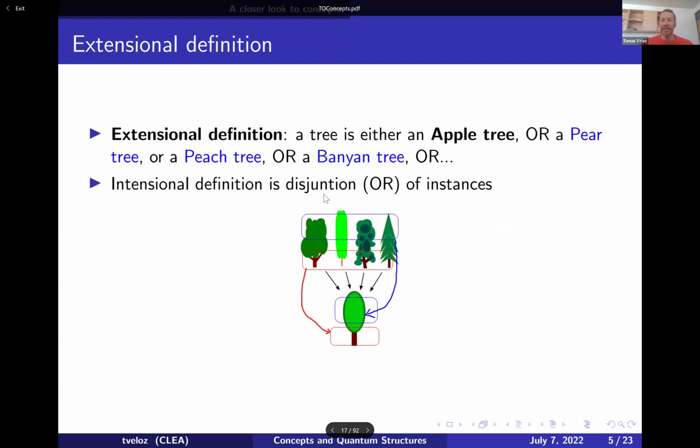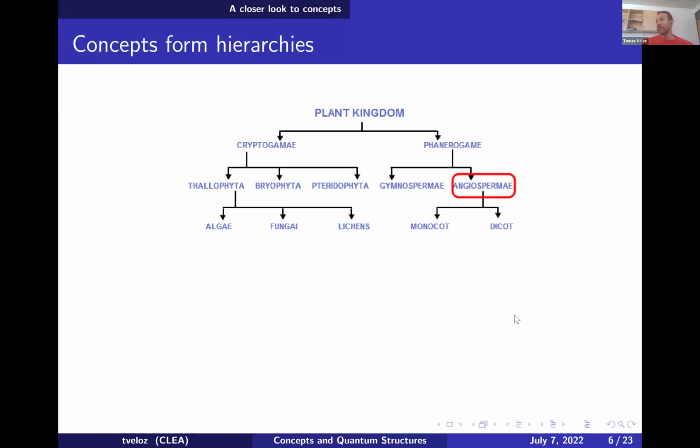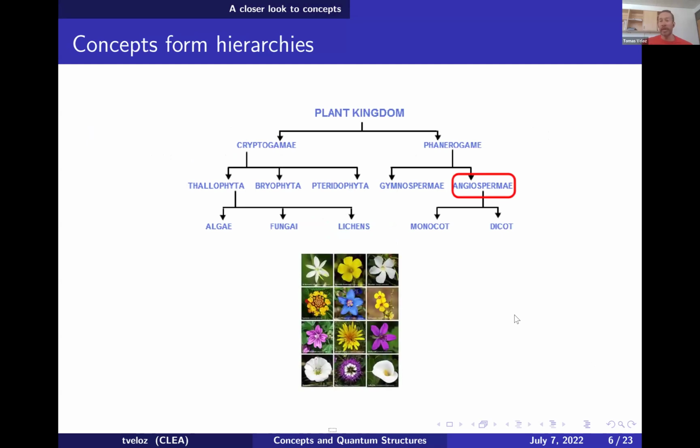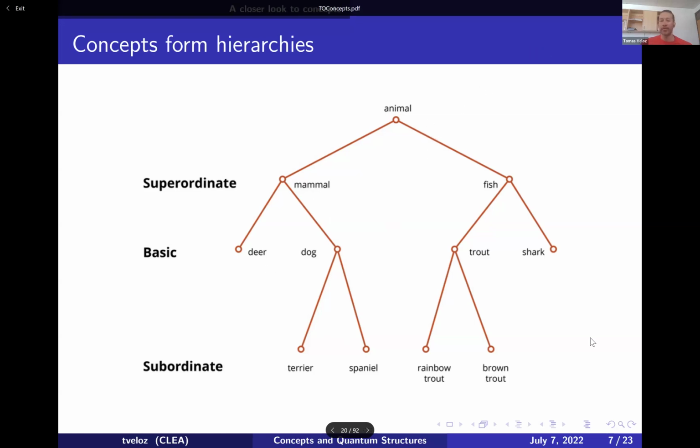Here the thing is drawn mistakenly, so we should have the squares surrounding each of the objects. It's a mistake. And also we know that concepts form hierarchies. Joe explained this very well, and that's how we organize, let's say, the plant kingdom. These hierarchies can go from subordinate to basic to superordinate and so on.